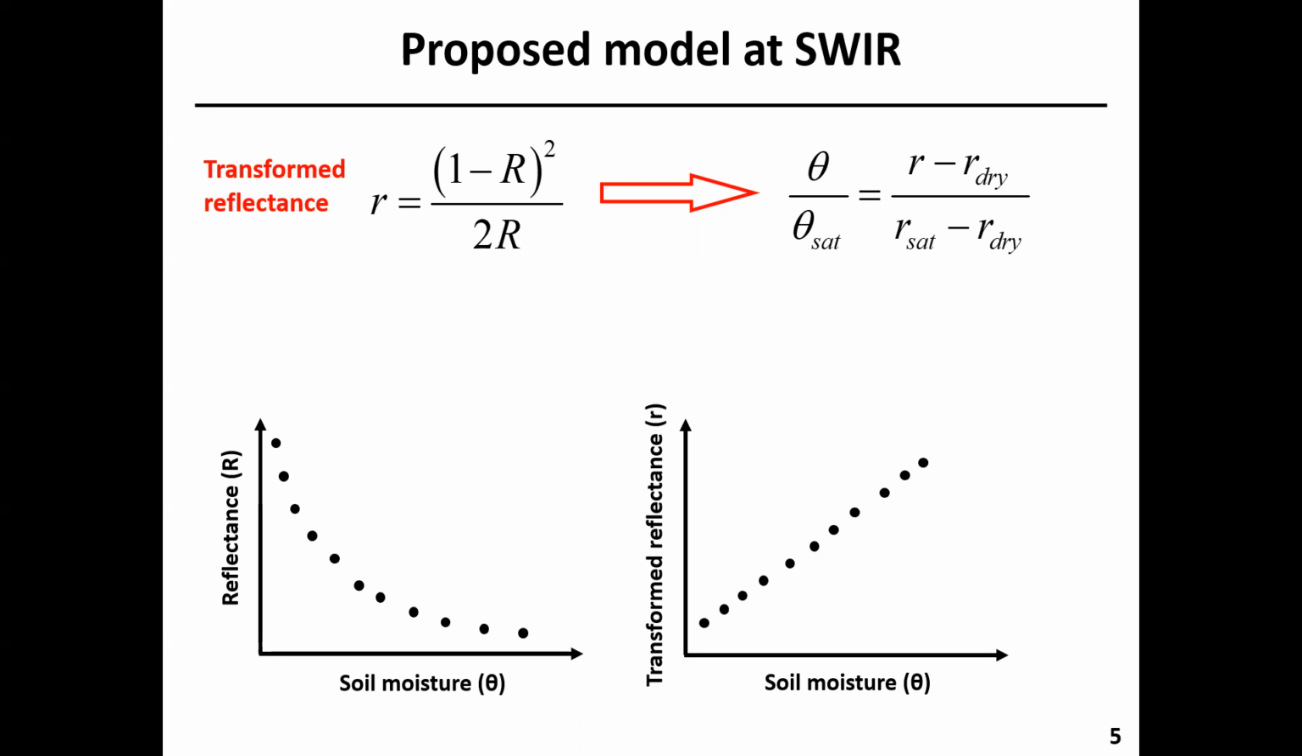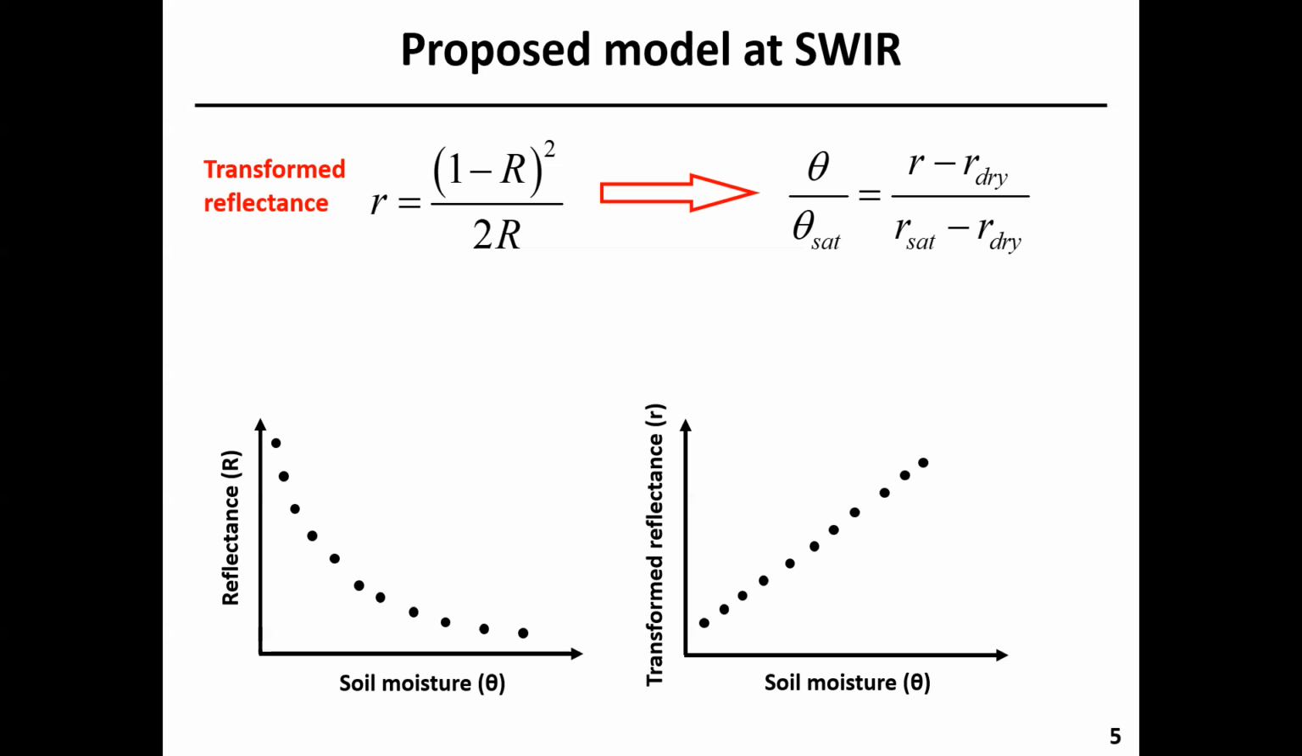So in other words, we know that the reflectance has an inverse nonlinear relationship with soil moisture. We already know that from the measurements. But this model proposes that if we transform the reflectance into the transform reflectance, the small r, then we would expect a linear relationship between soil moisture and transform reflectance.